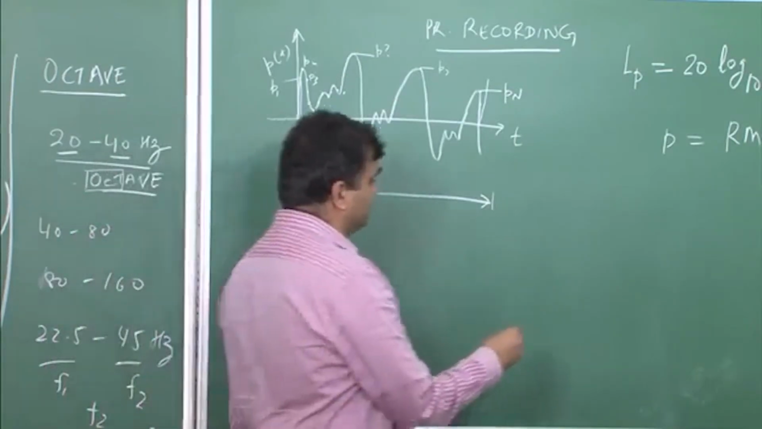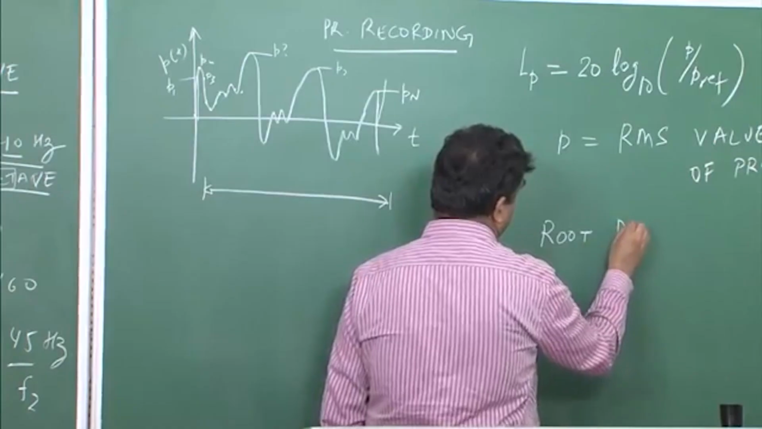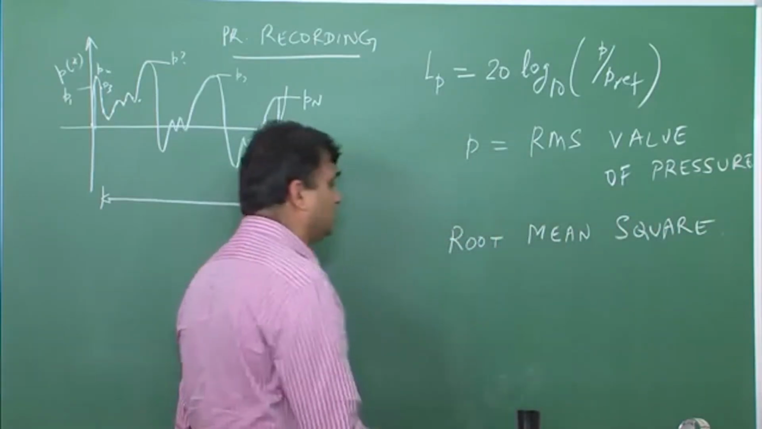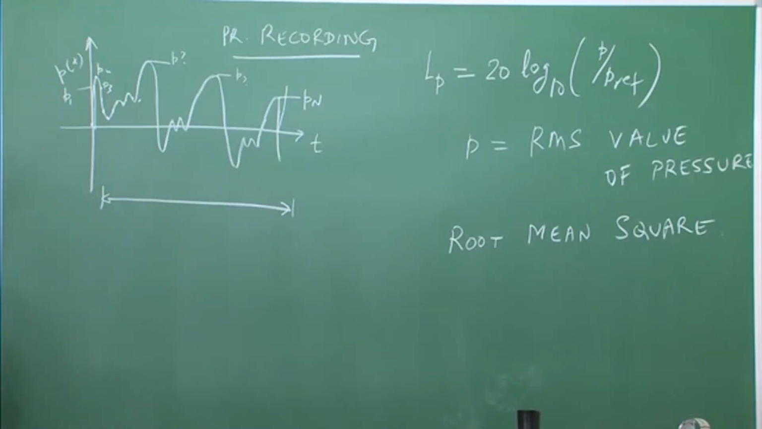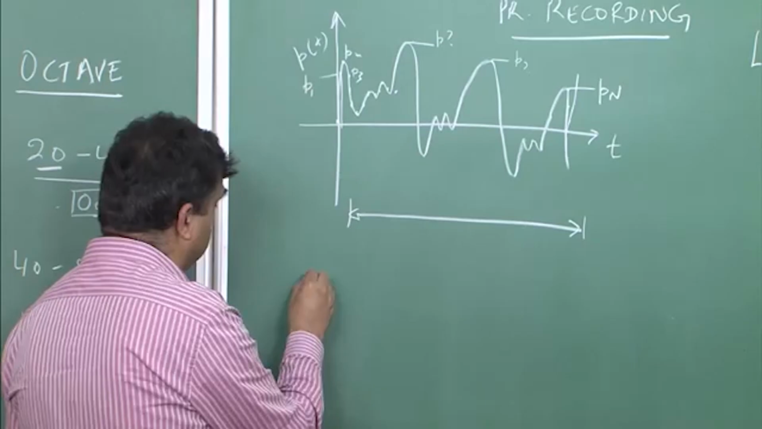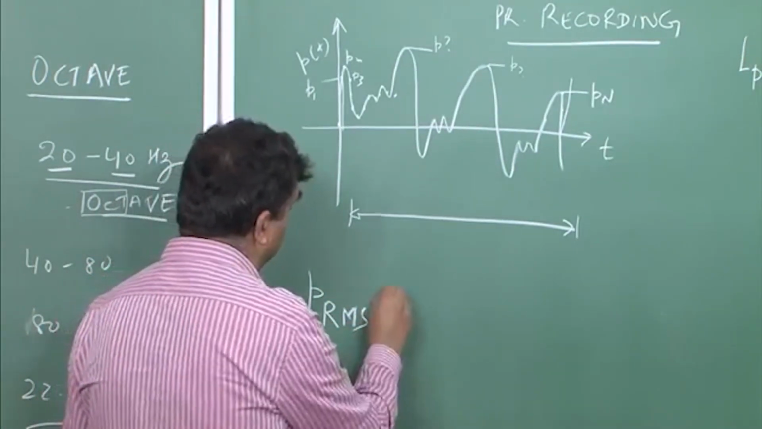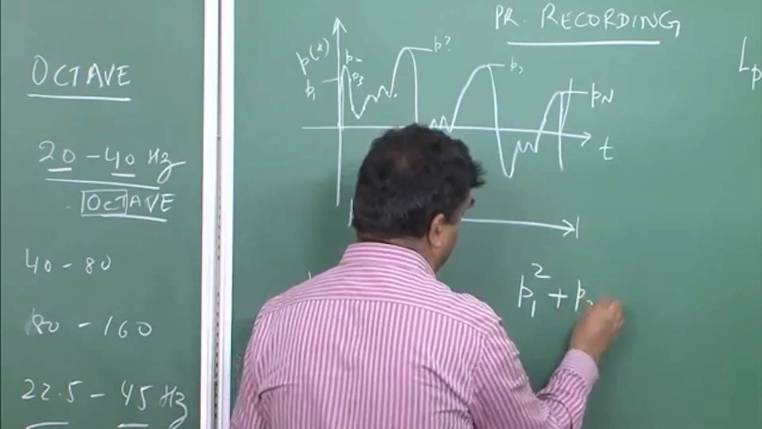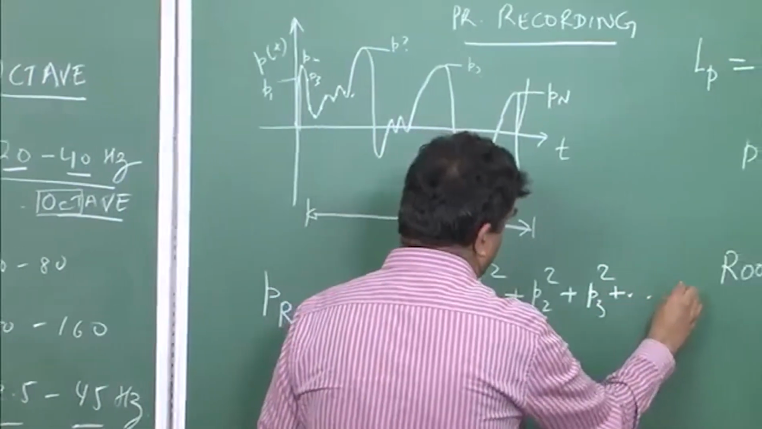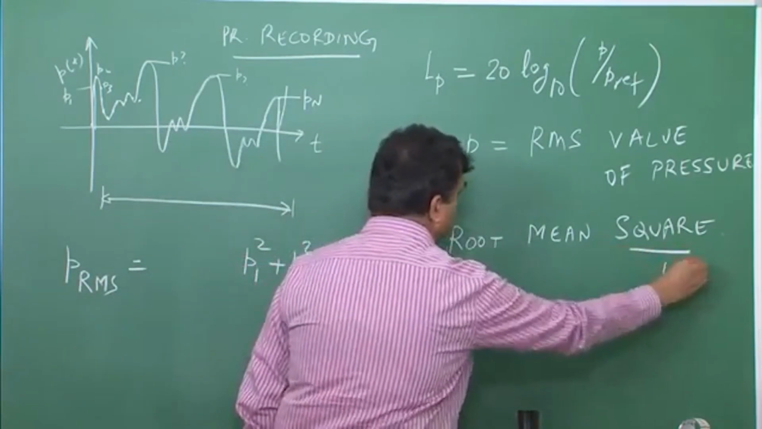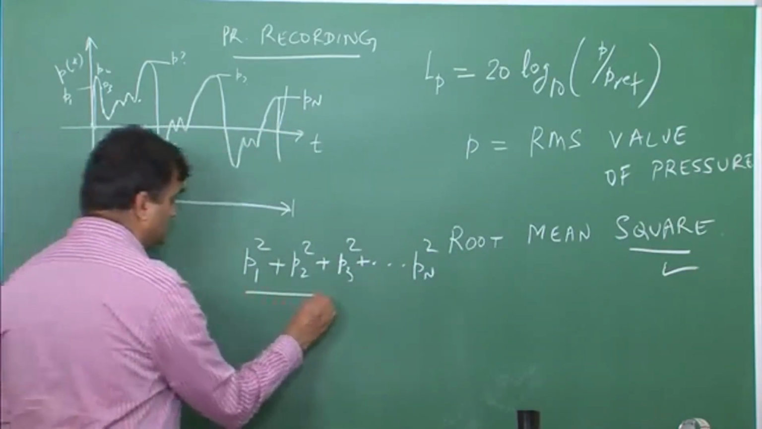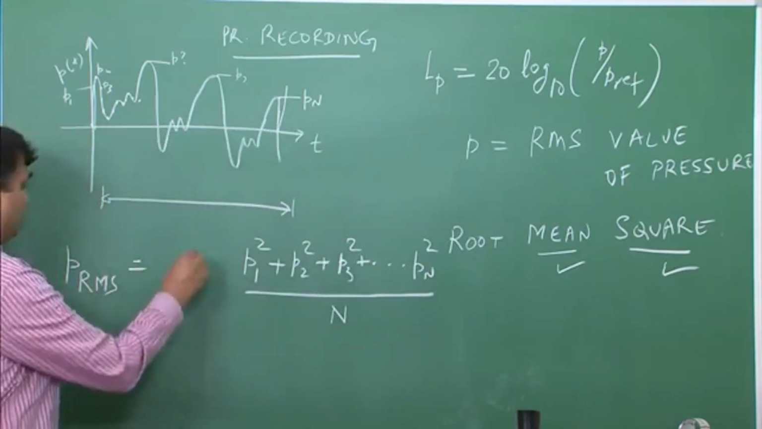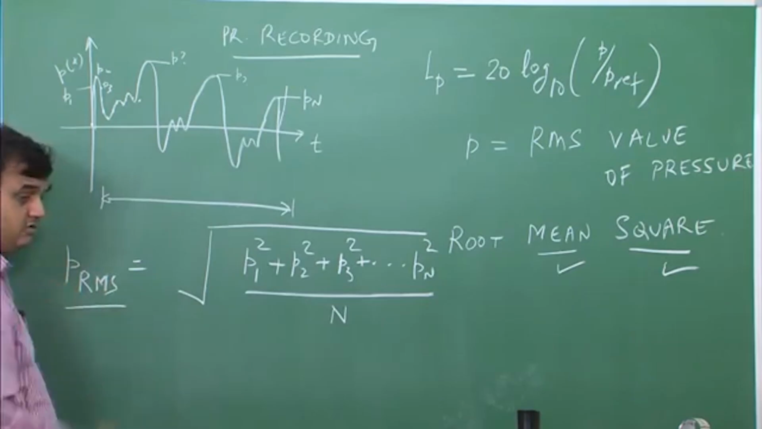RMS stands for root mean square, and that's how I am going to calculate the value of P RMS. First I am going to square up all the pressures P1 through Pn. So I have done the square thing. Then I am going to take the mean, or their average, so I will divide it by n. Then I have taken the mean also. And then I am going to take the square root of this entire thing. And that is the value of P RMS.